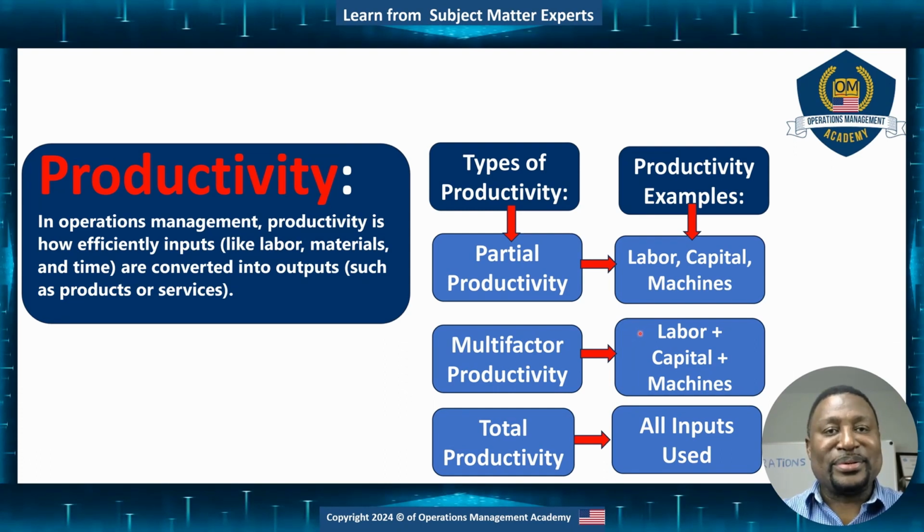So we can use labor, capital, and machine to calculate productivity. Then we're going to call that multi-factor productivity. And sometimes it is labor, capital, and overhead. So it depends. When you use more than one input, it's also what we call a factor. So multi-factor here means multi-input. Now total productivity is where you use all the inputs that were used to transform input into output. If you can take into account all of the inputs, then we call that total productivity.